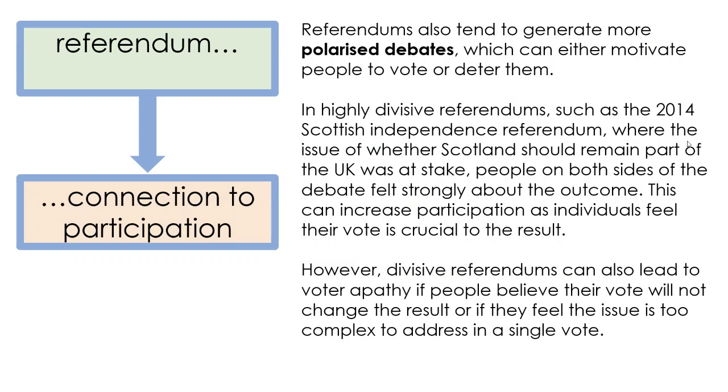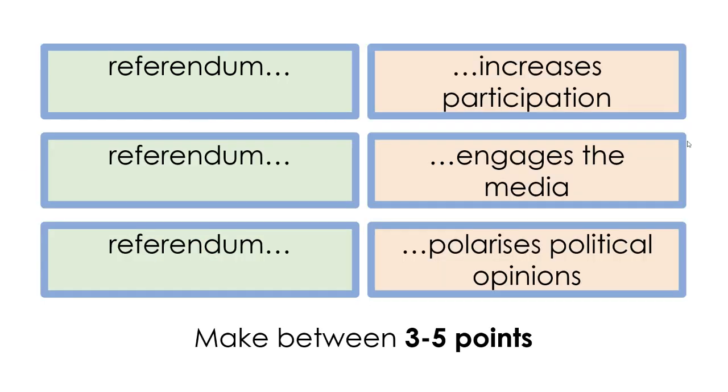However, divisive referendums can also lead to voter apathy if people believe their vote will not change the result, or if they feel the issue is too complex to address in a single vote. So there's a clear connection there made between the two factors. So this is roughly what your essay could look like, making connections between referendum three times in terms of participation, the media, or polarization. I would say 3 is probably a minimum and 5 is probably a maximum. It depends on the question, it depends on your timing, and it depends on the examples that you use.